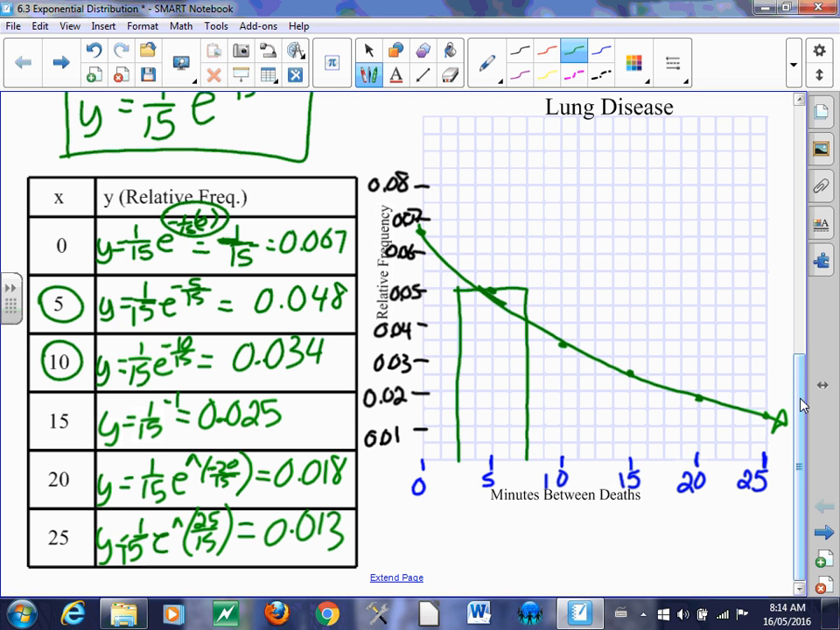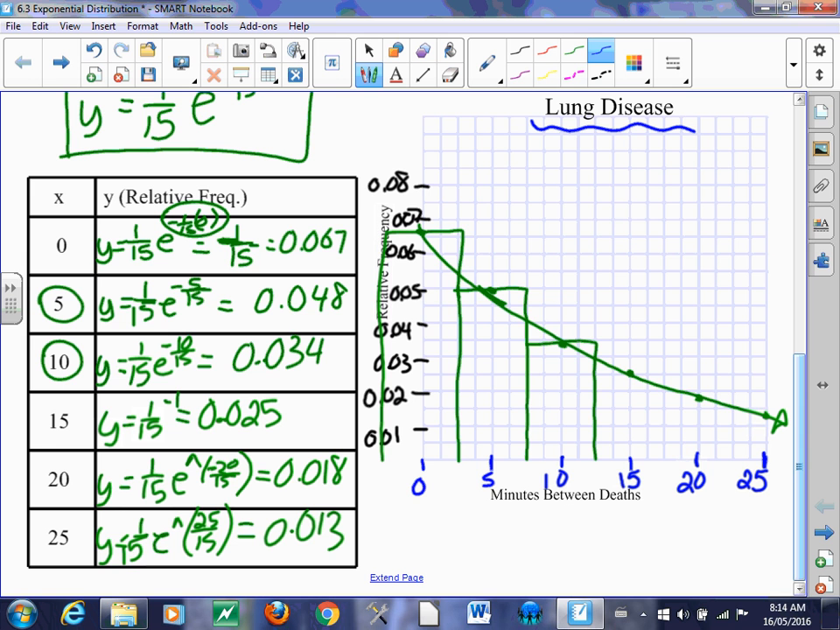Okay, same with 10. So 10 would be the midpoint between 7.5 and 12.5. And likewise, 0 would have to be the midpoint between 2.5 and negative 2.5 if we drew it like that. But it's off the graph, so we're not going to worry too much about that. All right, so we now have our distribution, and we've drawn a graph for lung disease.